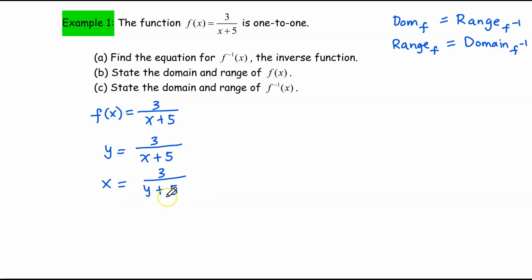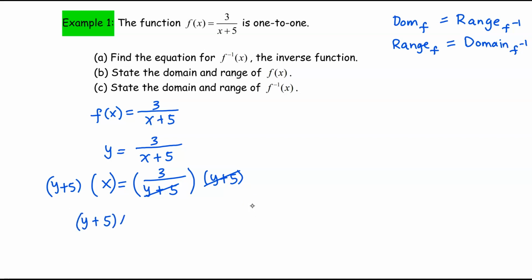Then, you solve for y. To solve for y, you can multiply both sides of your equation by y plus 5. That cancels. So you have y plus 5 times x equal to 3 on the right-hand side of the equation. Now, our goal here is to be able to solve for y. So this is already factored. So we will just go ahead and divide both sides of the equation by x, because we want to isolate y. We want to solve for y.